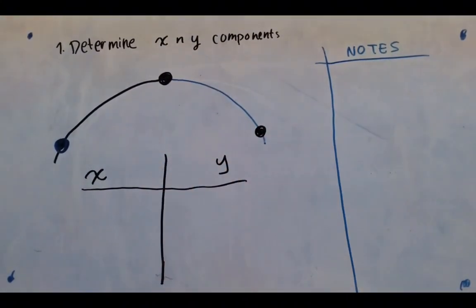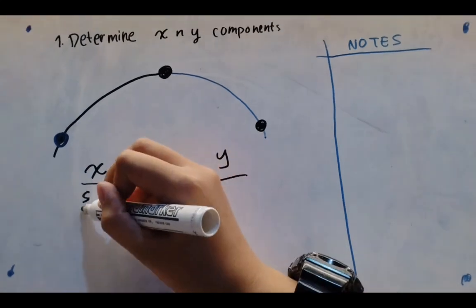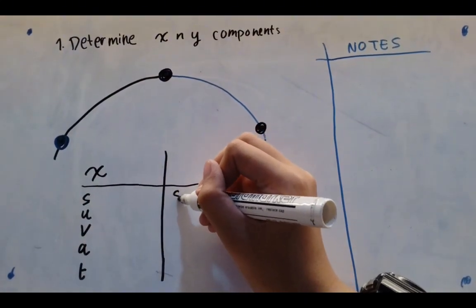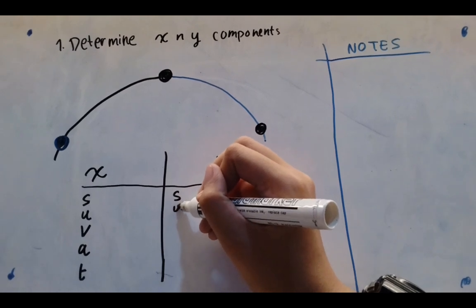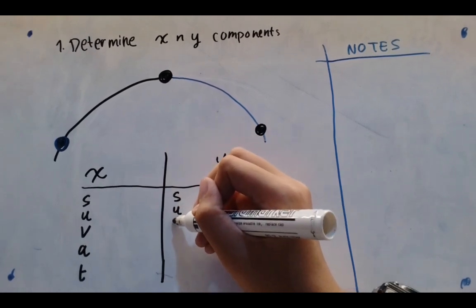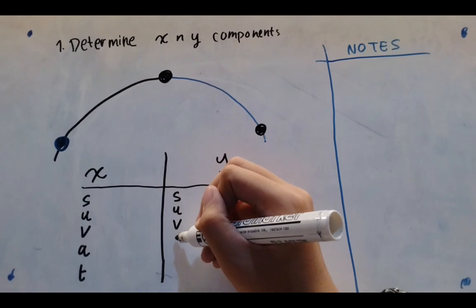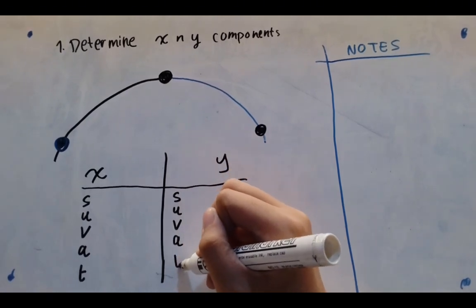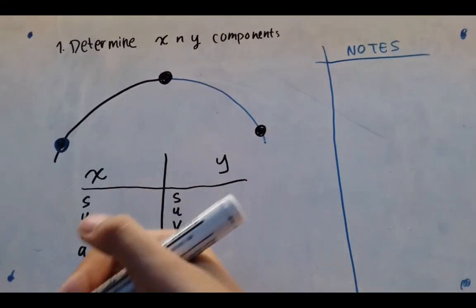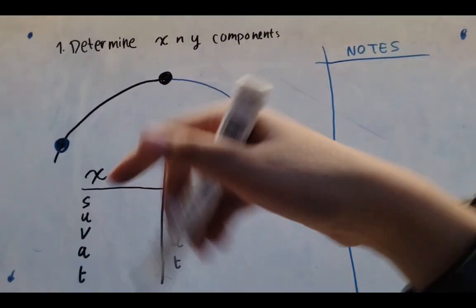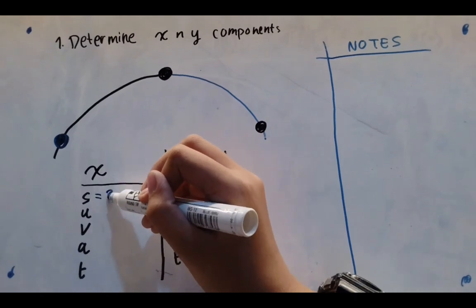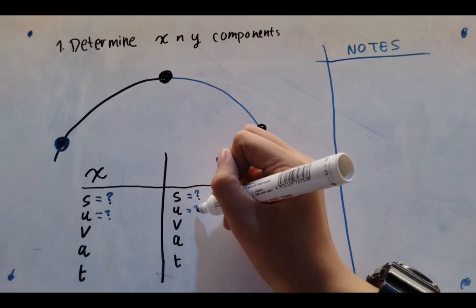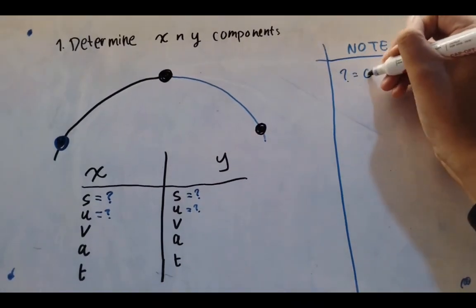So next is to draw the x and y table components. There are 5 components, which are: S means displacement, U means initial velocity, V means final velocity, A means acceleration, and lastly T means the time. Okay, now let's fill the table. First of all, S and also U, they will be given or will be looked for in the question.